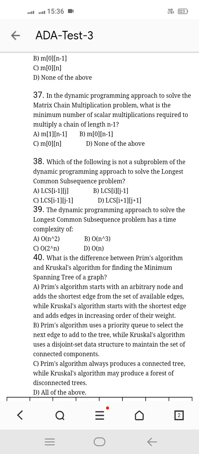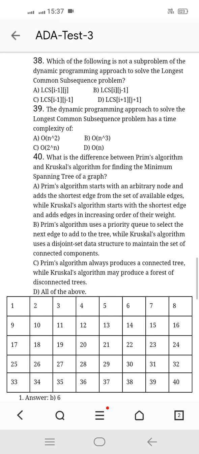38. Which of the following is not a subproblem of the dynamic programming approach to solve the longest common subsequence problem? Option D, LCS of i plus 1, j plus 1. 39. The dynamic programming approach to solve the longest common subsequence problem has a time complexity of option A, order of n square. What is the difference between Prim's algorithm and Kruskal's algorithm for finding the minimum spanning tree of a graph? Option D, all the above.